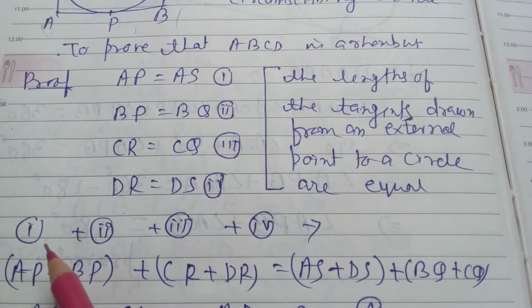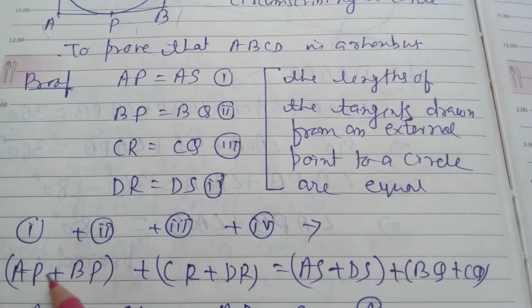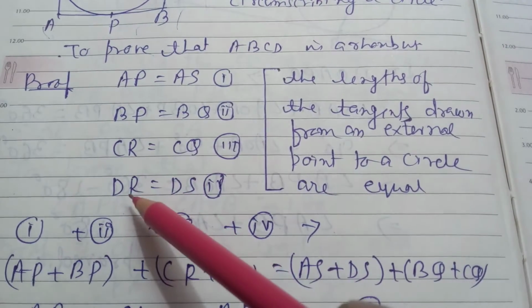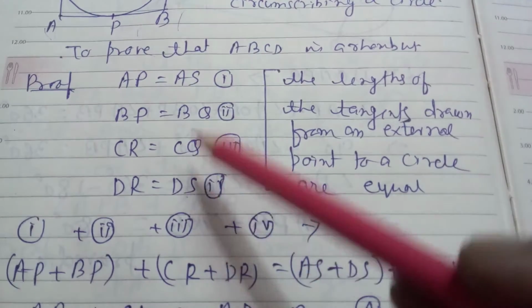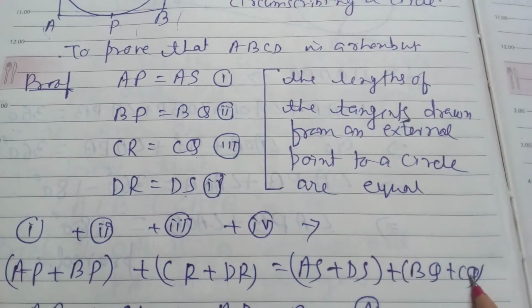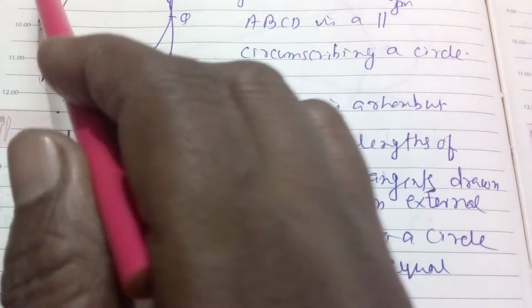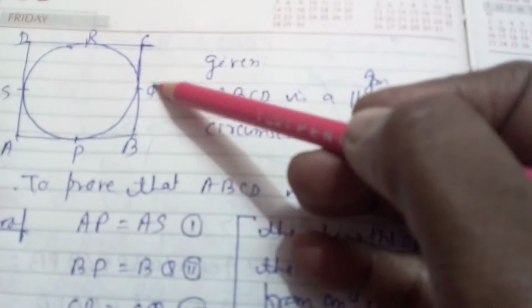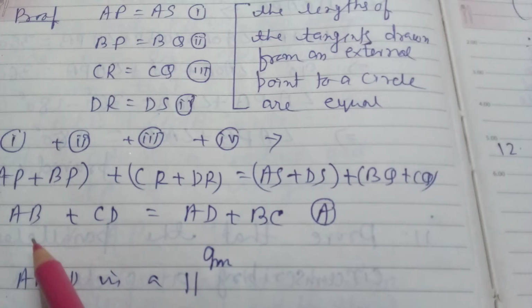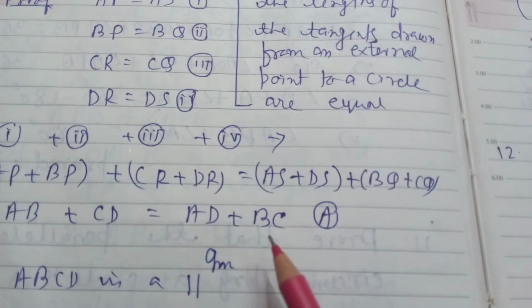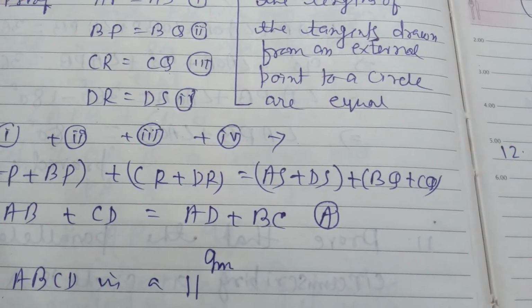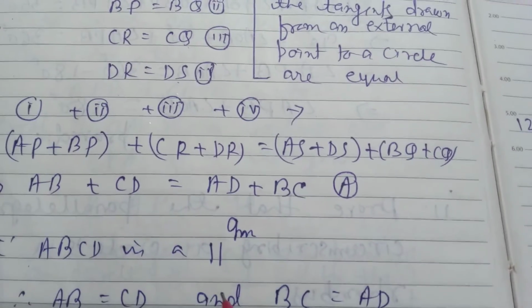Now adding equation 1, 2, 3 and 4, we have AP plus BP plus CR plus DR equal to AS plus DS plus BQ plus CQ. Okay. Now AP plus BP as per figure it is AB, and CR plus DR as per figure it is CD. Now AS plus DS as per figure it is AD, and BQ plus CQ is BC. Okay. So I have written here. Now AB plus CD equal to AD plus BC. It is proved.